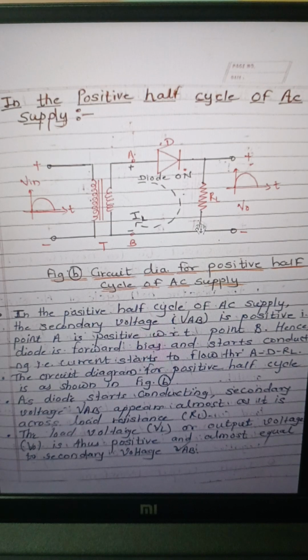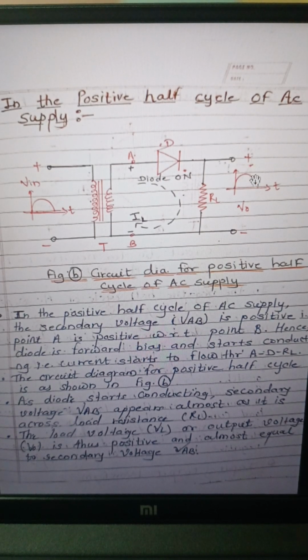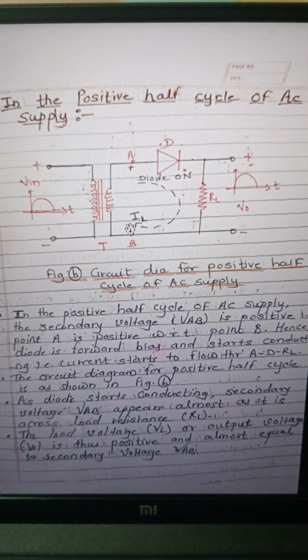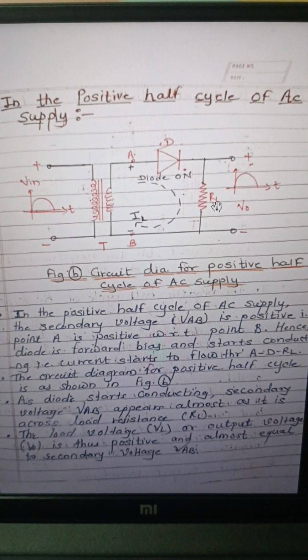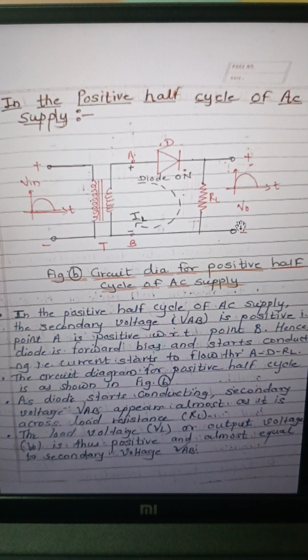So across RL we will get the positive half cycle. Okay, means the voltage across secondary winding VAB is equal to the voltage across load resistance RL, that is V0.